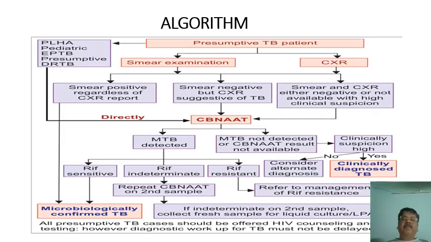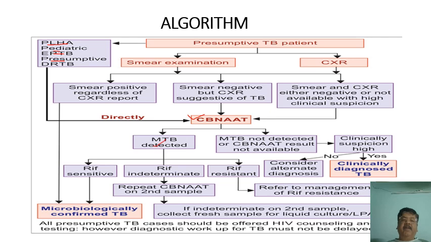So this is the algorithm used for the diagnosis of tuberculosis. Various tests are available, so we have to follow this algorithm. For people living with HIV/AIDS, the pediatric population, extrapulmonary tuberculosis, and presumptive drug-resistant tuberculosis, we directly go for CBNAAT, that is, the cartridge-based nucleic acid amplification test, and we have to interpret it further.